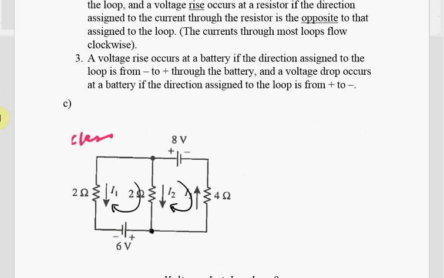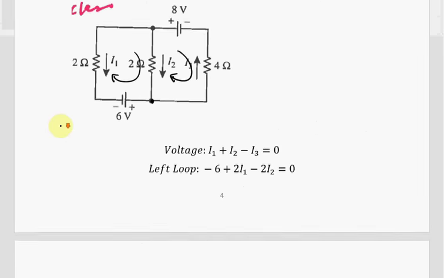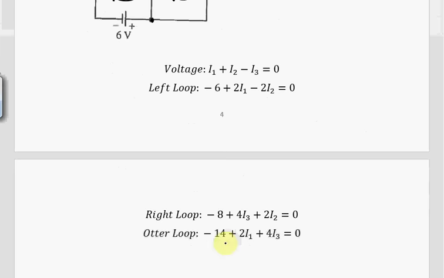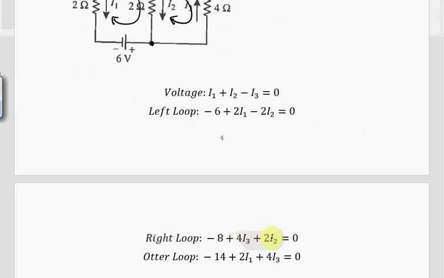So then we come here to this 4-ohm resistor. The direction is opposite of the assigned current for this resistor, so it's going to be plus here, +4 I sub 3. I kind of wrote over that I sub 3. All right, so we have that.